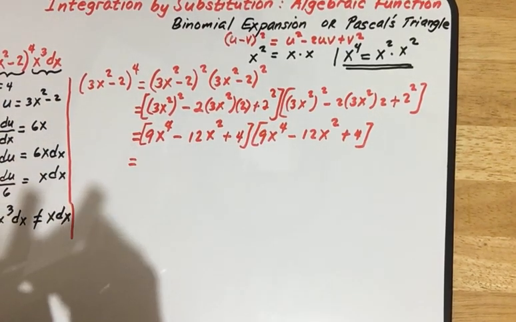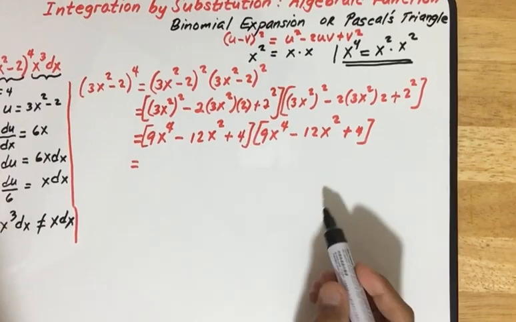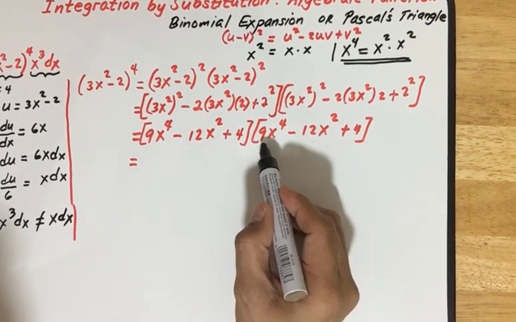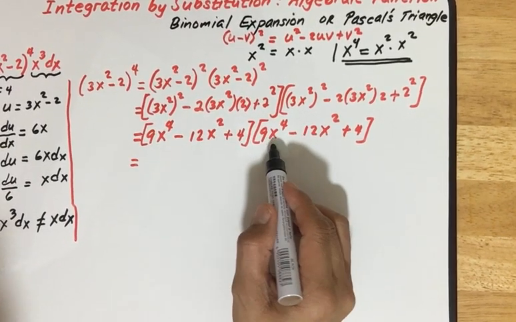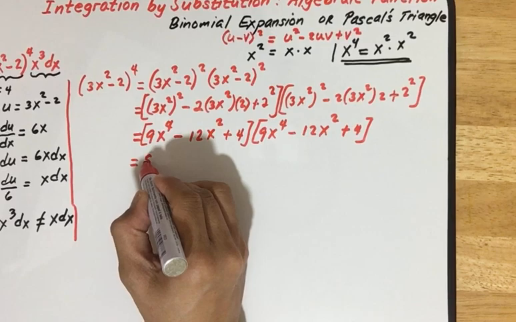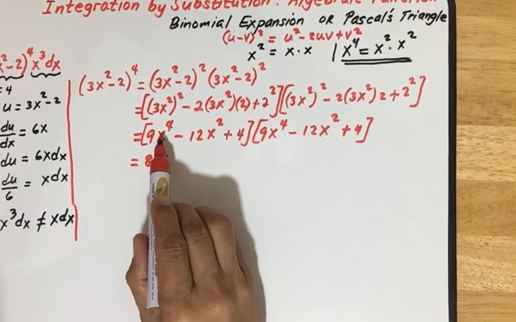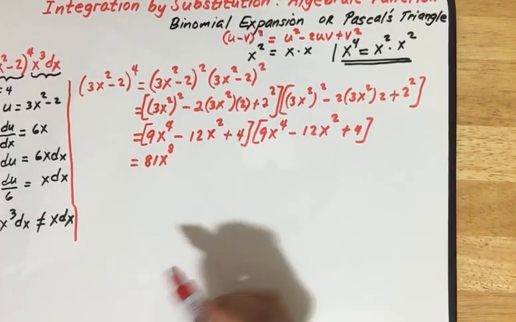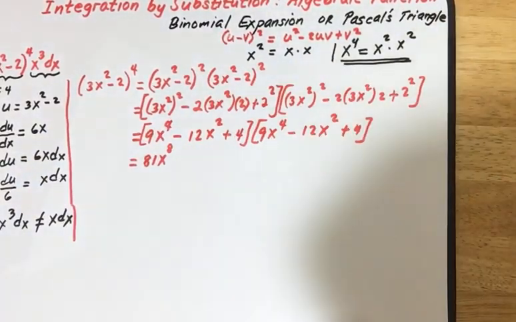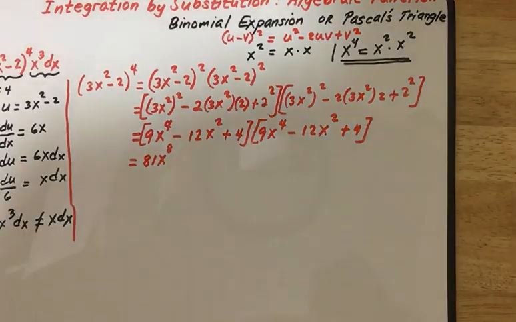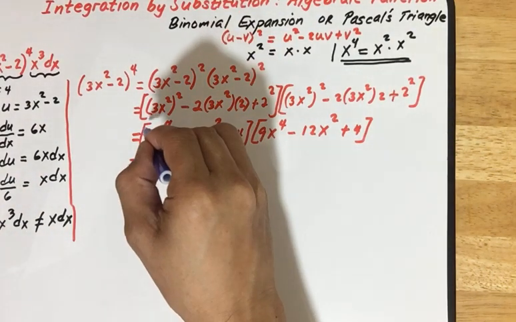So when you multiply the first term of the first quantity with the first term, 9x to the fourth times 9x to the fourth, this will be 81 x to the, for the exponent you just add the exponents, so this will be to the 8. So this is coming from multiplication of this.